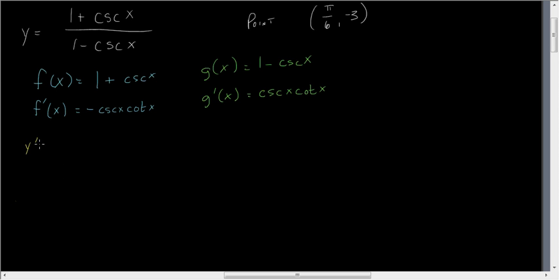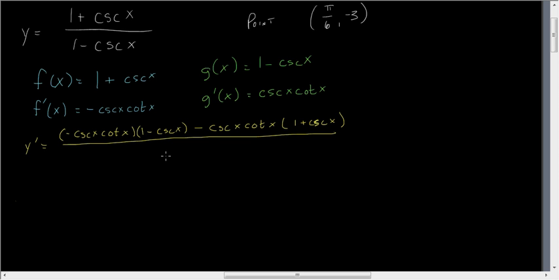So we have y prime is equal to the derivative of the top, which is negative cosecant x cotangent x, times the bottom, which is 1 minus cosecant x, minus the derivative of the bottom, which is cosecant x cotangent x, times the top, which is 1 plus cosecant x, all over the bottom squared, 1 minus cosecant x quantity squared.